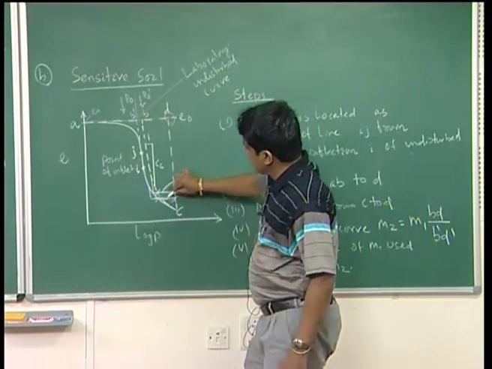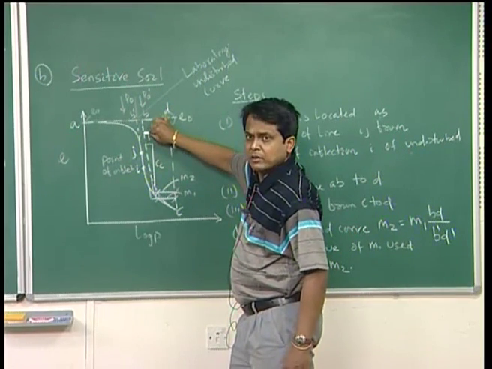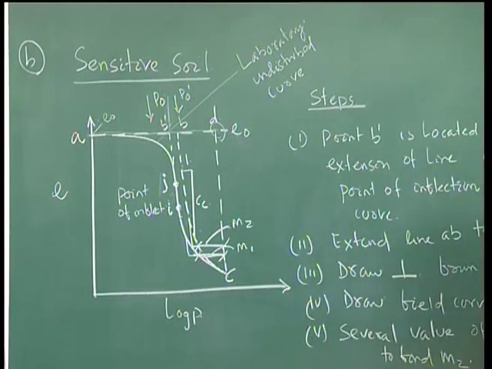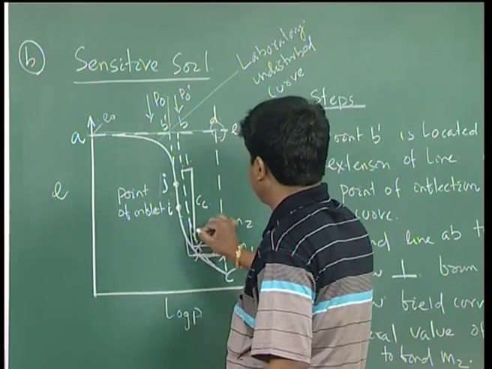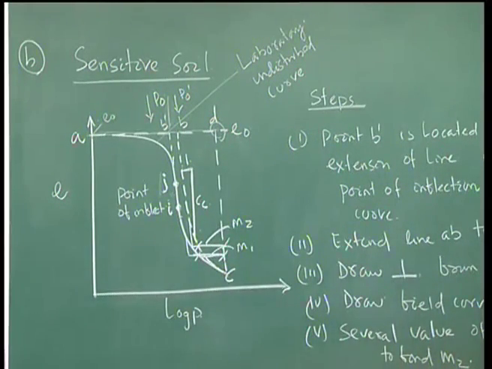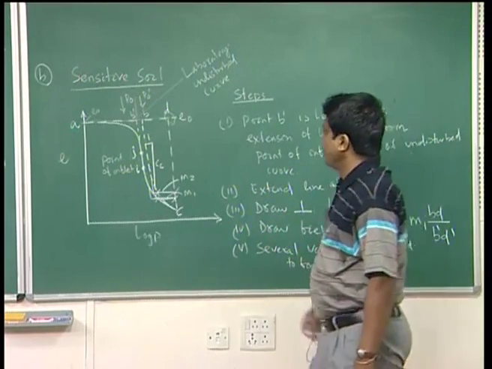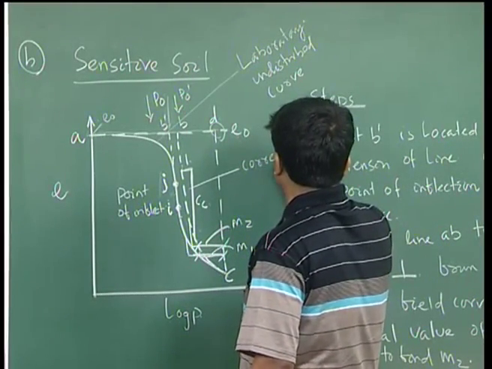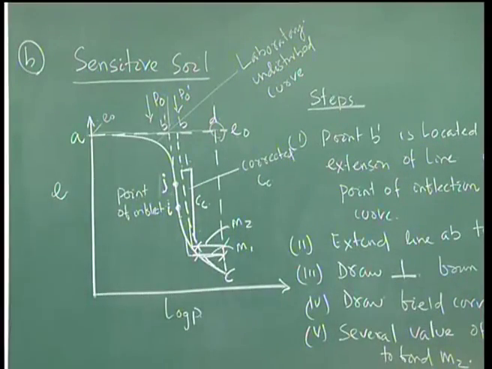So, for different sets of values of M2, you can get sets of M1. Once you get the M1 values, this corrected curve can be drawn. Once you get the corrected curve, you can find the slope. From this slope, you can get CC, or coefficient of curvature. This is your corrected CC.